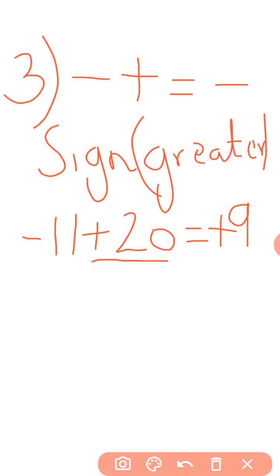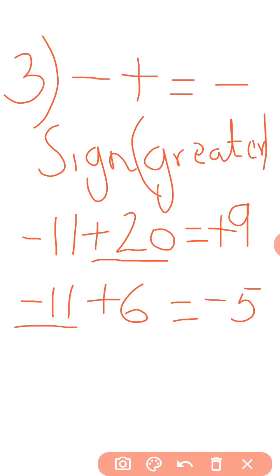Now another example, minus 11 plus 6. Again opposite signs, so 11 minus 6 is equal to 5, but here the greater number is 11 with a negative sign, so the answer will come up with a negative sign. So the final answer is minus 5. Okay, so these are the three rules of addition and subtraction which you have to memorize properly and thoroughly.